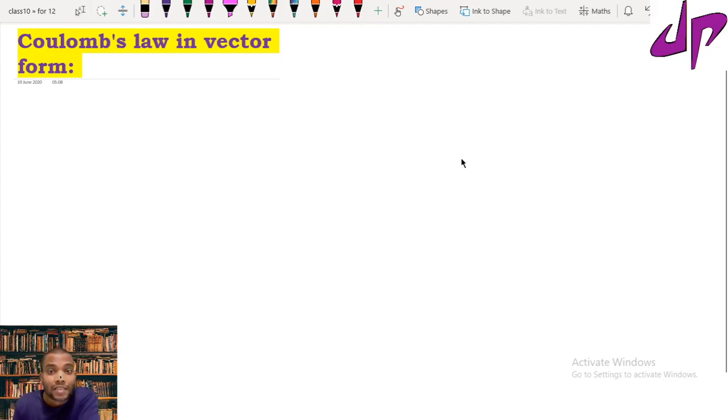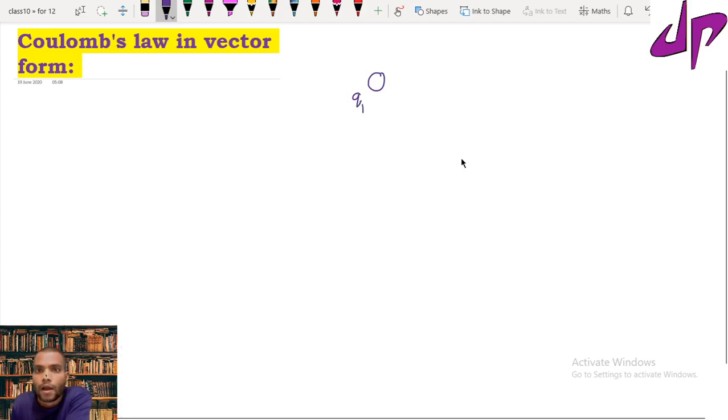Since force is a vector, we have to derive Coulomb's law in vector form. So this is a very easy concept. For that, consider the same two charges. Here Q1 is one charge and Q2 is another charge, and then we have to mark the force. As usual, they are at a distance of r.